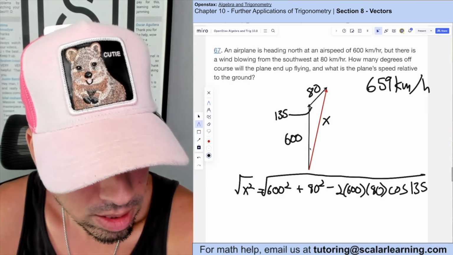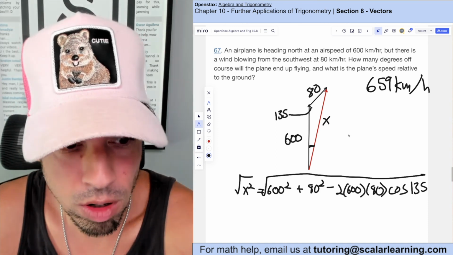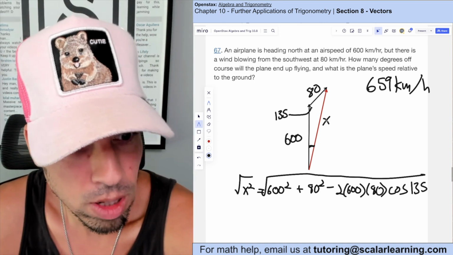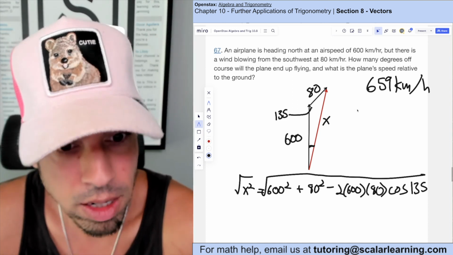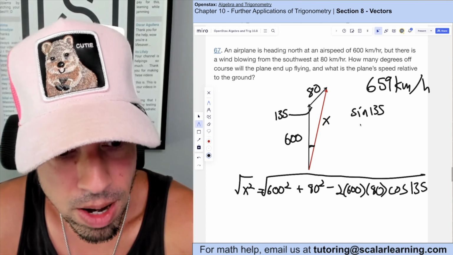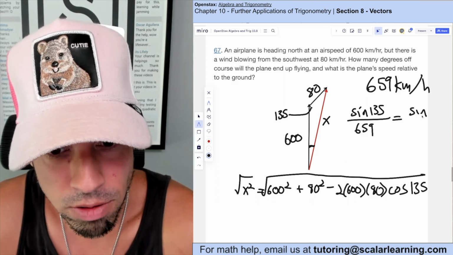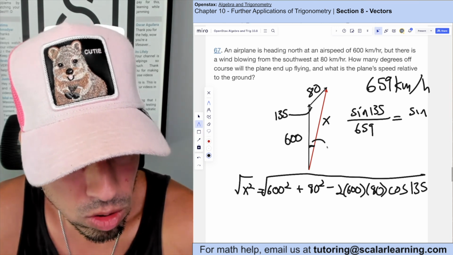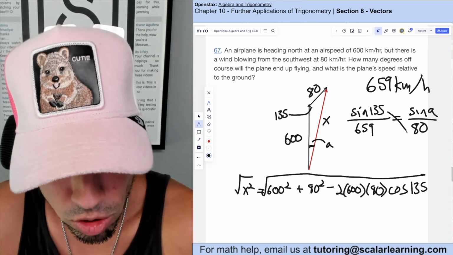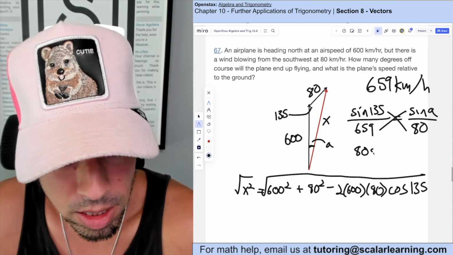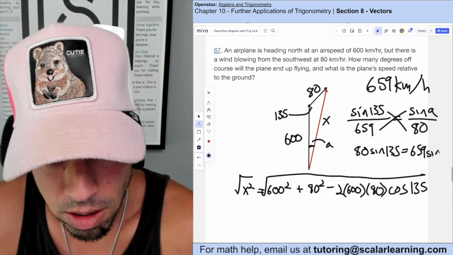And now we want to get this little angle in here. And what we can do now is use a little law of sines, right? So I have an angle, I have an opposite side, I have an unknown angle and an opposite side. So let's set it up. So we got sine of 135 over the opposite side, 659, equal to sine of my unknown angle, let's call that angle A, and then sine of A over the opposite side, which is 80. Okay, let's cross multiply, boom, boom. We get 80 sine of 135 equal to 659 sine of A, right?